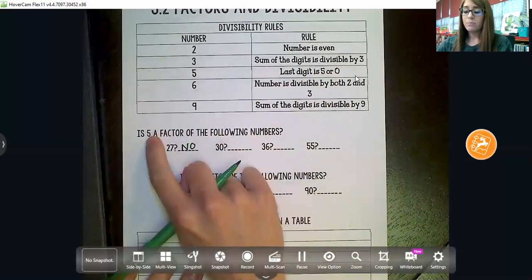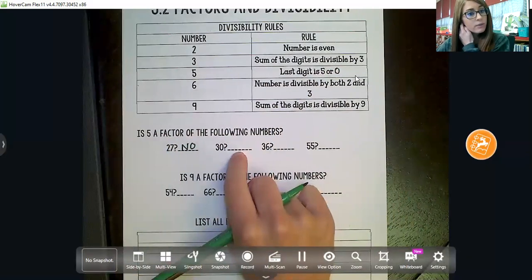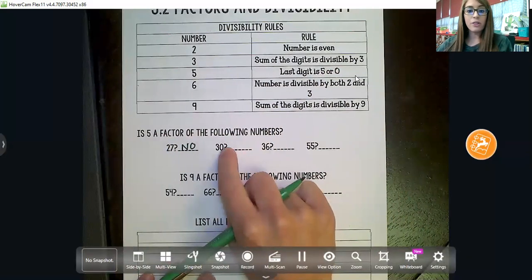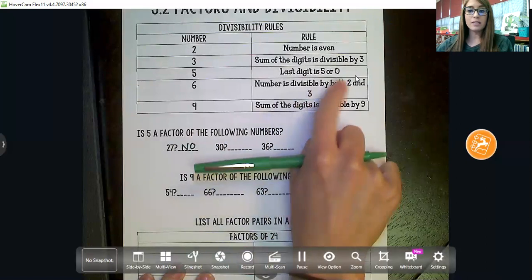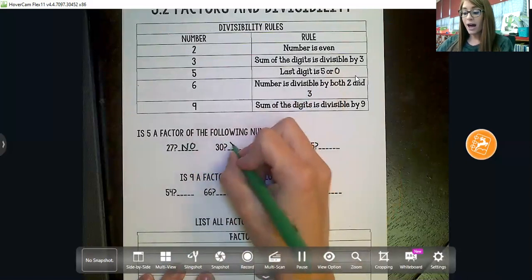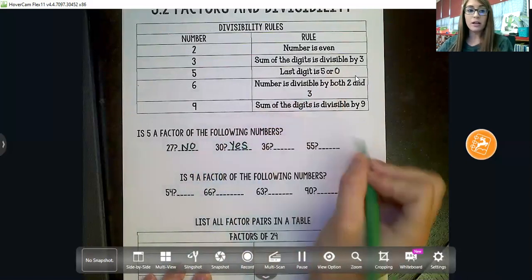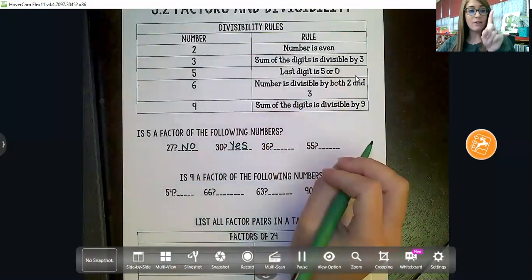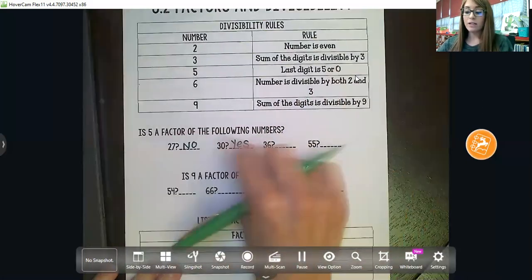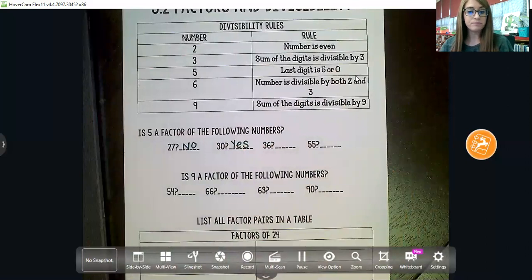Okay, what about 30? Can 5 be multiplied by something to give us 30? Yeah, it sure can. 30 ends with a 5 or a 0, so 5 is a factor of 30. 5, 10, 15, 20, 25, and 30. So 5 times 6 gives us 30, so it's a factor.